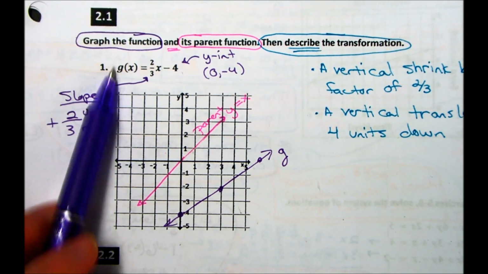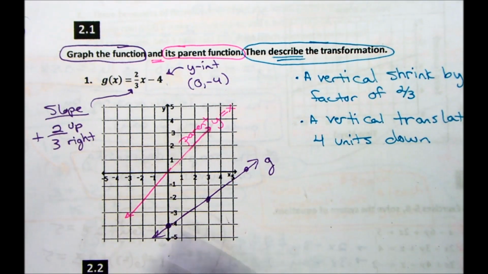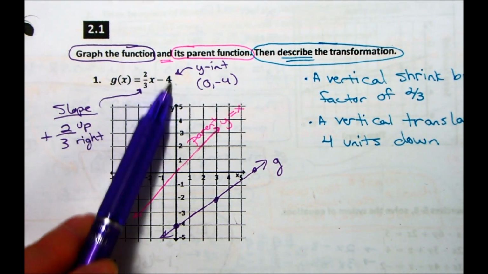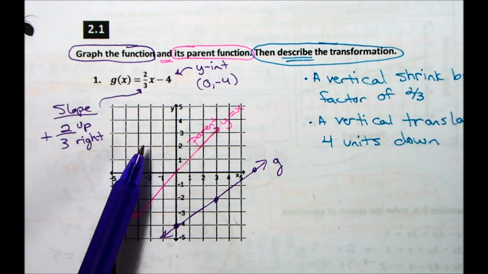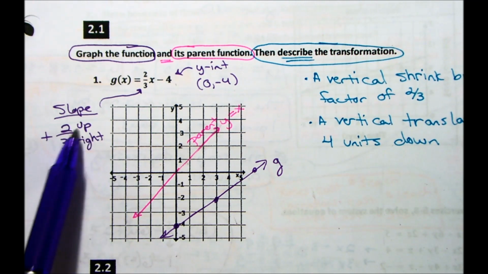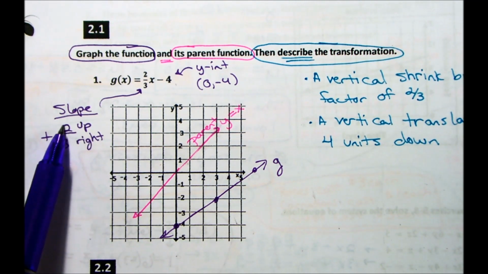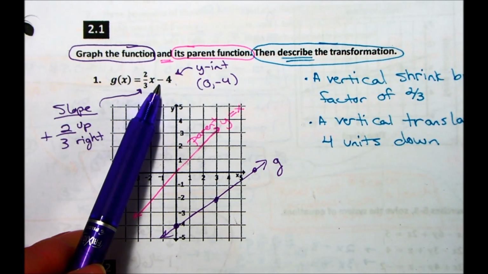You're to graph the function g of x and its parent, and then describe the transformations. So this is the function g of x. It's a linear equation. We know that because x is to the first power. The slope is a positive 2/3, which means it should be going up and to the right. It's going to be going up 2 spaces and to the right 3. And your y-intercept is going to be the point (0, -4).